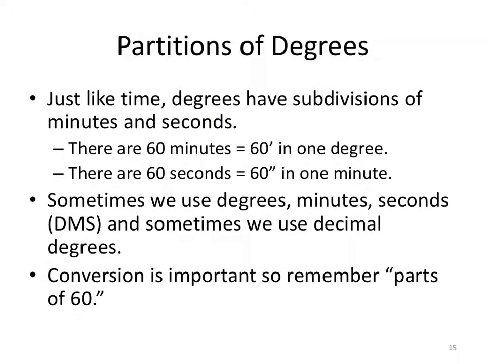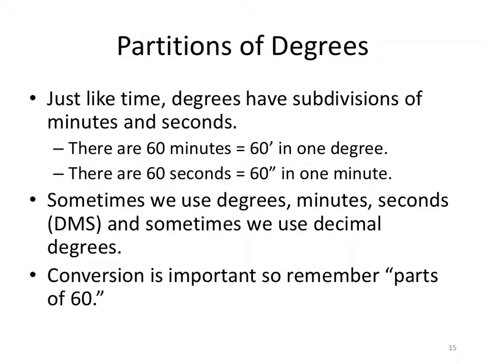Just like time, degrees have subdivisions of minutes and seconds. There are 60 minutes, and we use a single apostrophe, a tick mark, in 1 degree. And there are 60 seconds, for which we use the little quotation mark, or a double tick mark, in 1 minute. Sometimes we use degrees, minutes, seconds, which is abbreviated DMS on calculators, and sometimes we use decimal degrees. It just depends. The most important thing to remember is parts of 60.